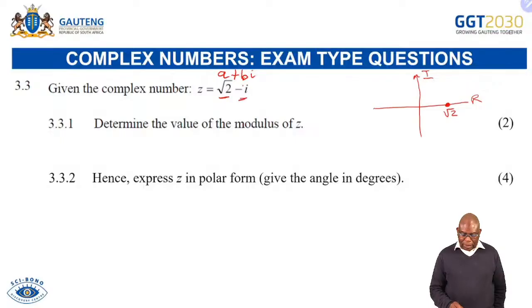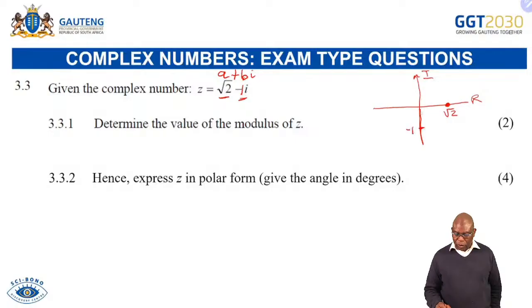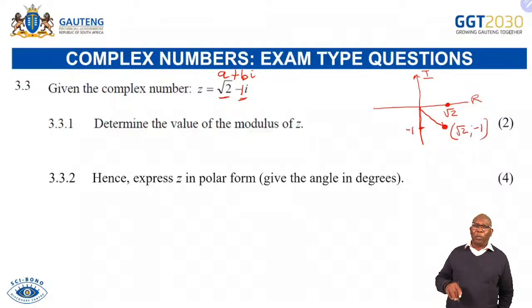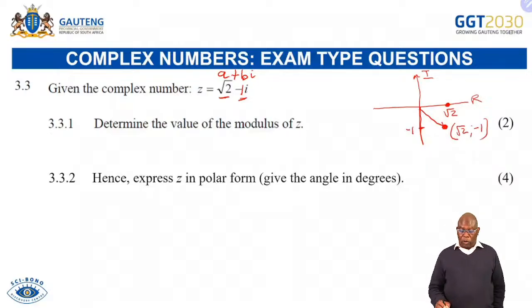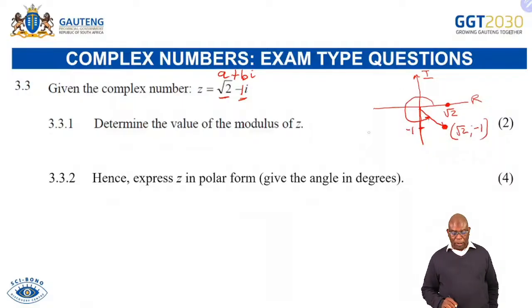The imaginary is -1. So if it's -1, it will be somewhere there, -1. So my vector will be there, right? It will be square root of 2 and -1. It's very important; that will help you to get the argument. Because remember, my argument is that angle here. It is not any other angle in the first quadrant of that.